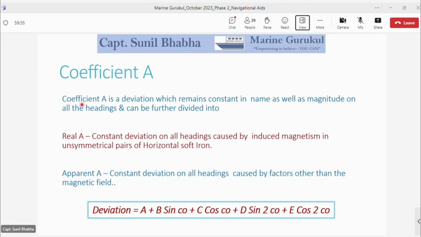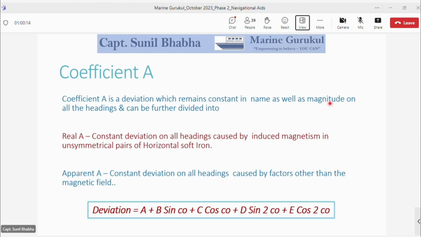Now, if you remember the formula which I had shown you, the formula for deviation, in that formula we saw that this coefficient A is not connected with the ship's course in any way. Indirectly, that means that whatever be the course of the ship or whatever be the heading of the ship, the value of coefficient A is not going to change. And you see, exactly that is what the definition also tells us. Coefficient A is a deviation which remains constant in name as well as magnitude on all the headings.